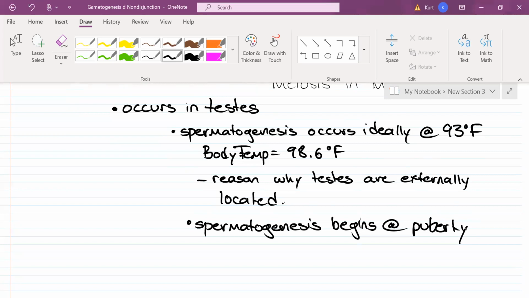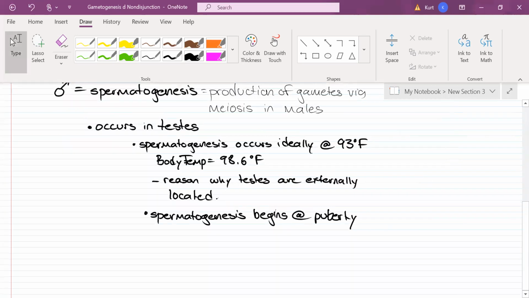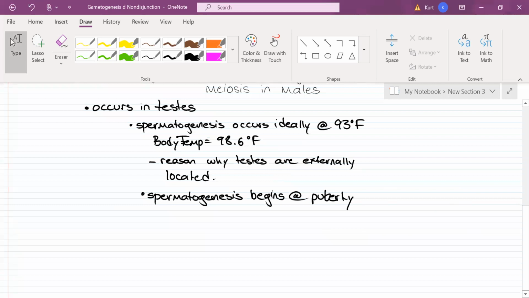So in other words, males will continue to produce sperm until the day they die or they lose their testicles, whatever happens first. That's why a lot of guys tend to get a vasectomy. It doesn't change your hormones. That's going to go in your blood. That only stops the flow of sperm.